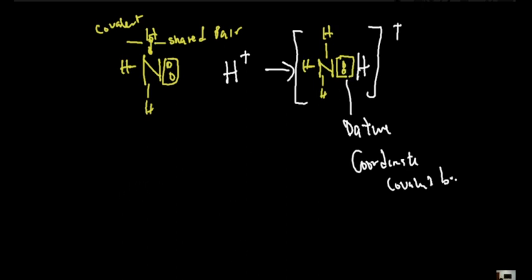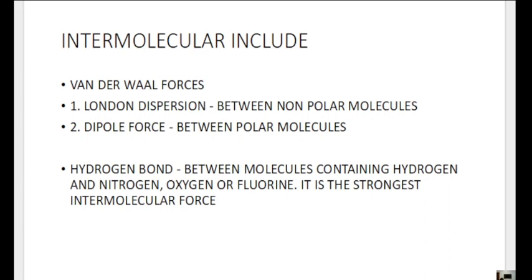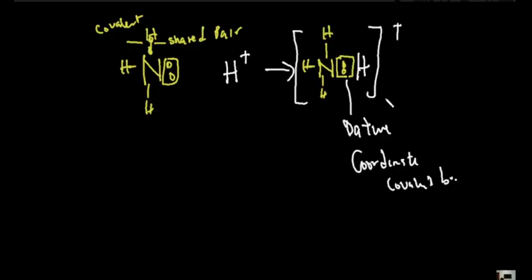Having said this, the important thing to note is that it occurs between non-metals for your ordinary covalent bond. Now, the next set of bonds is the intermolecular bonds, and there are two major parts. You have the van der Waals forces, which are separated into two. London dispersion occurs between non-polar molecules. So once you notice a non-polar covalent molecule, the forces between them are your London dispersion van der Waals forces.